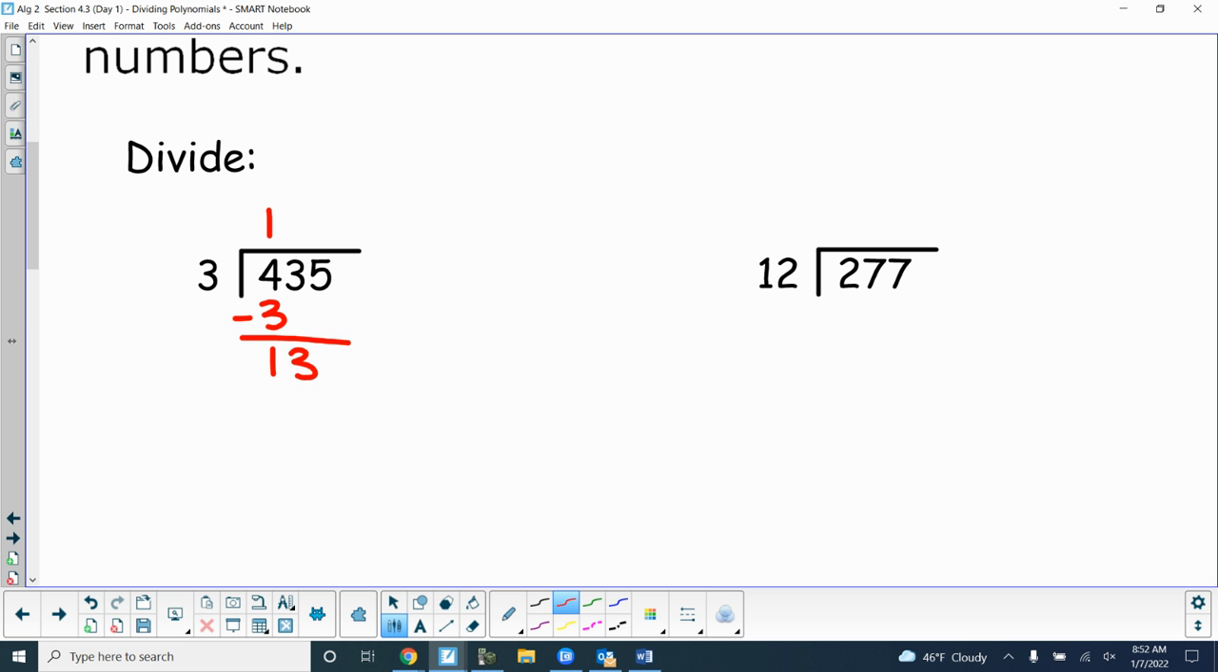Then I ask myself, how many times does 3 go into 13? We say 4. That goes up here. Then I go 4 times 3 again, and then subtract again. I get 1. Then I bring down the 5, and then I go, how many times does 3 go into 15? 5. So 5 times 3 is 15, so I have no remainder, right? You guys know how to do long division, right? All right, well then you better watch again.